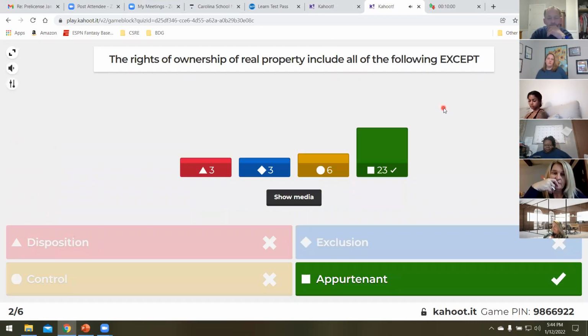The rights of ownership of any real property include all the following except, good job, you guys, appurtenant. Remember our rights of ownership, we talk about our legal bundle of rights. How to remember our legal bundle of rights? Deep C. So we had our disposition twig, our exclusion twig, our enjoyment twig, our possession twig, and our control twig. If something is appurtenant, what does it mean to be appurtenant? It runs with the land, right? It runs with the land. So we're talking about our legal bundle of rights from Unit 2. Questions on this one?